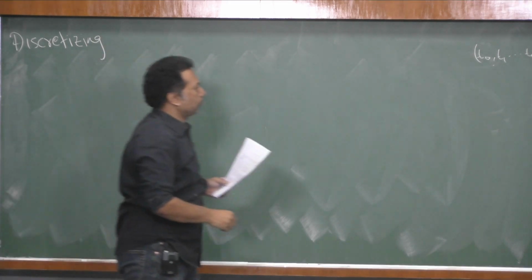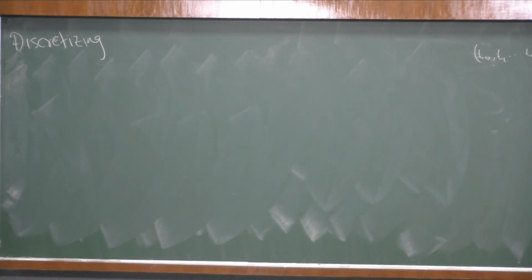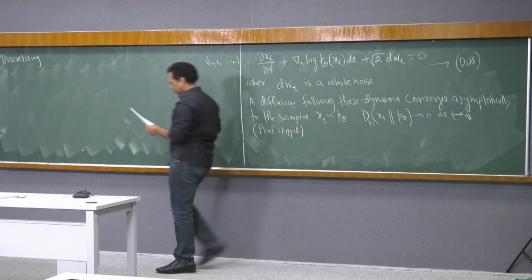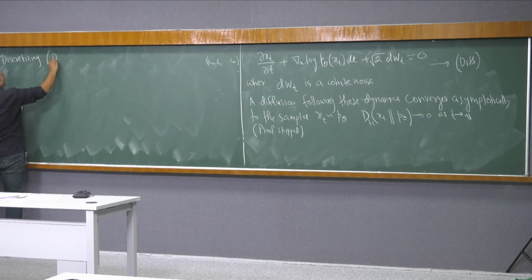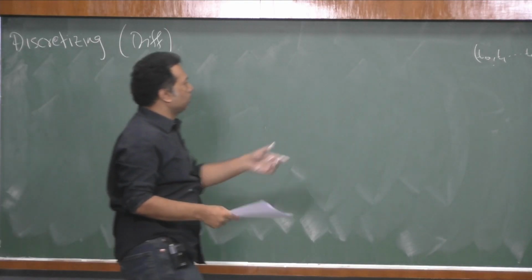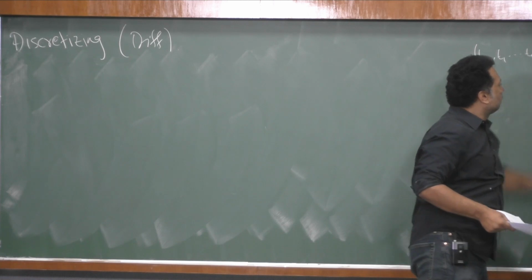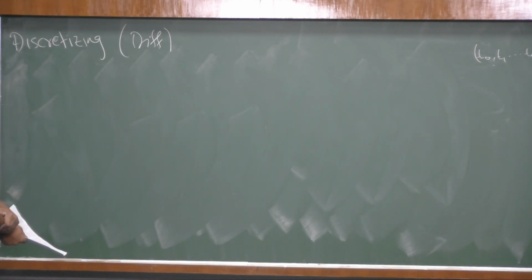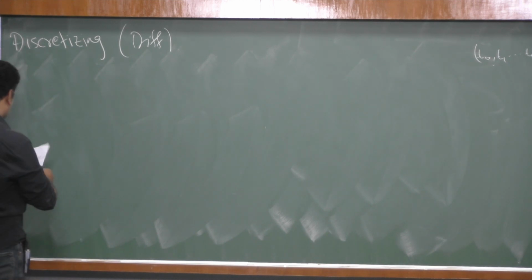So let us call this equation diff, the diffusion equation. If we discretize, then we can approximate a derivative by doing the finite difference: (x_{t+1} - x_t) over the time step. This is the approximation of the derivative, and from there we will write x_{t+1} in terms of x_t.